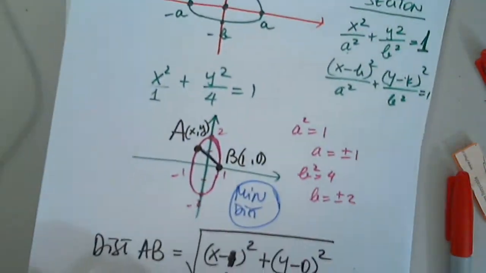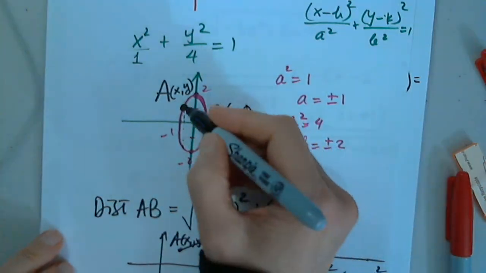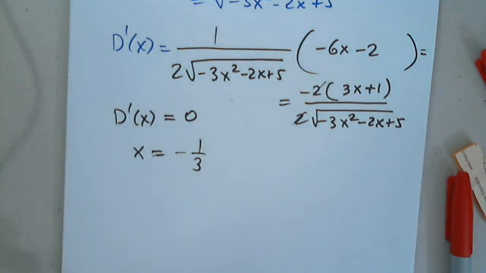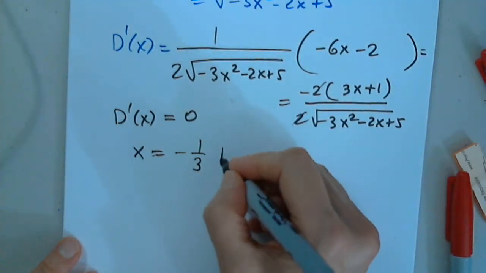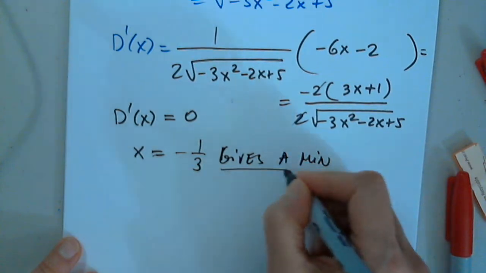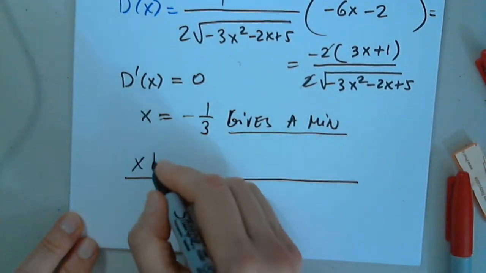Coming back to my graph, obviously there will be 2 points. How do I know? In a moment we'll verify that. But I claim that this gives a minimum. Who cares what I claim? No one. I have to show why.